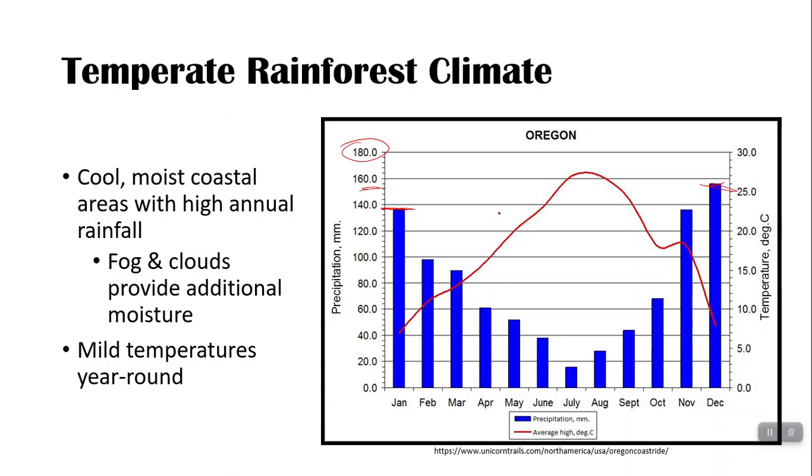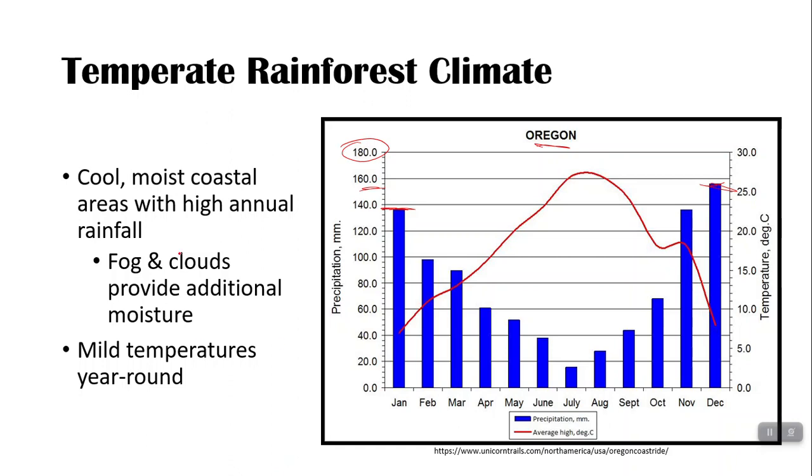Notice that the temperature does vary seasonally. There's definitely a winter and a summer. So the maximum temperature is going to be around 27 degrees Celsius, which is closer to about 80 degrees Fahrenheit. So it gets warmer than taiga. There are very cool areas in the winter. They're very moist. Notice they get a lot of rain, but the rain can be seasonal. So this is a climatogram for Oregon, which is a place in the United States where we have temperate rainforest.